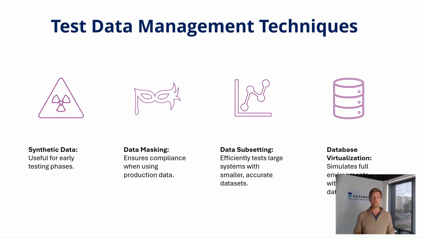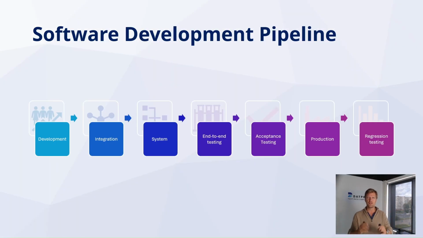So with that being said, let me briefly explain the software development pipeline that I will use during my presentation. I will start, of course, with the development phase. So we will start with the development of the software, and then we move forward until, at the end of the day, regression testing. In the meantime, we will discuss integration testing, system testing, end-to-end testing, acceptance testing, and of course, production. Production is a pretty easy slide, I would say.